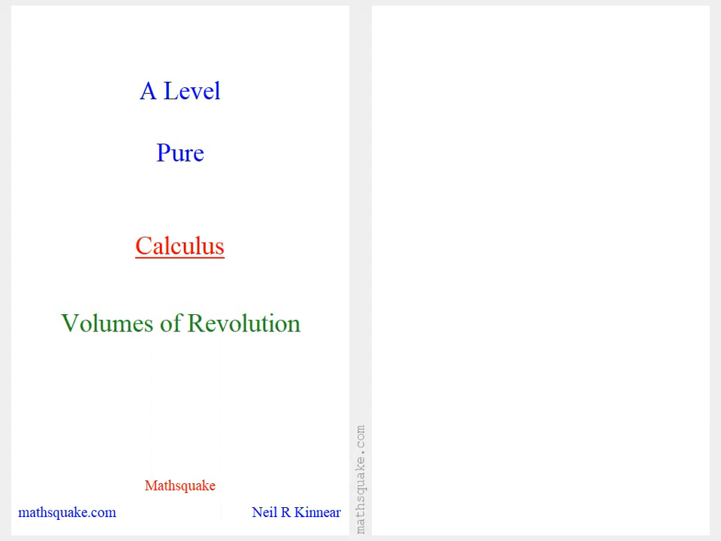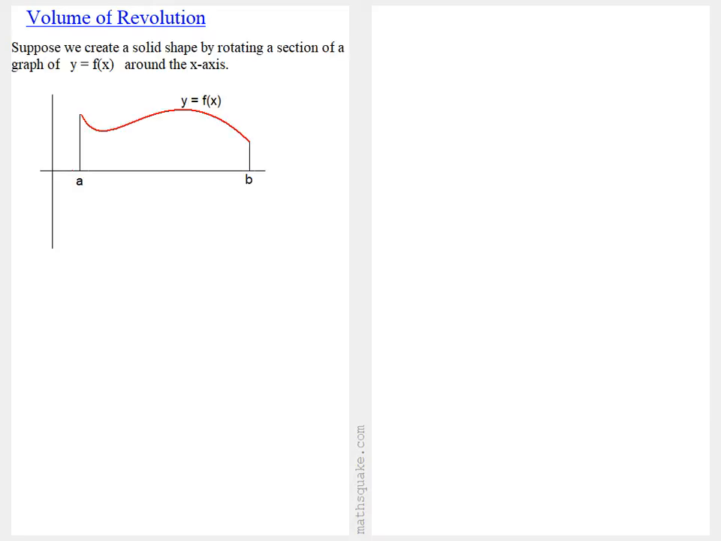A-Level Pure Calculus, finding the volume of revolution. Sometimes we may wish to find the volume of a shape which has radial symmetry about an axis, such as an object that can be made on a lathe or on a potter's wheel. We can create a solid shape by rotating a section of a graph, say y equals f of x, around the x-axis.